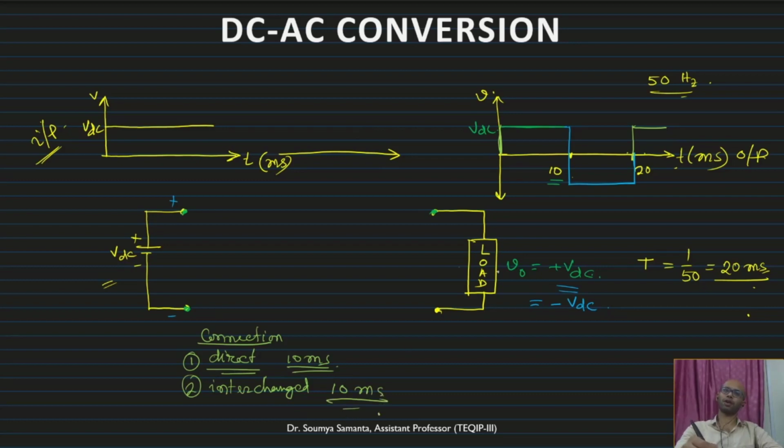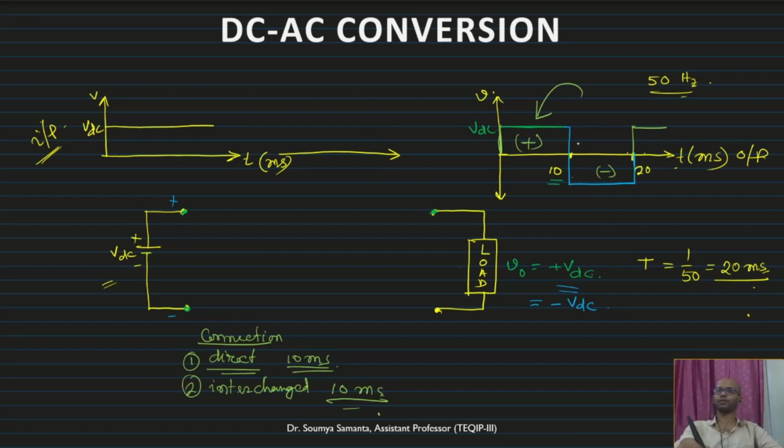Okay. Then what is the output we will get? We will get a periodic waveform, a periodic square wave, which is alternating in nature. This is positive voltage, this is negative voltage we are getting. So we are getting alternating voltage which is periodic in nature, which is a square wave, not sinusoidal.